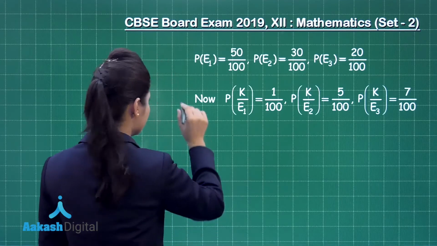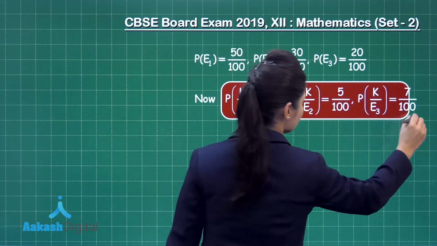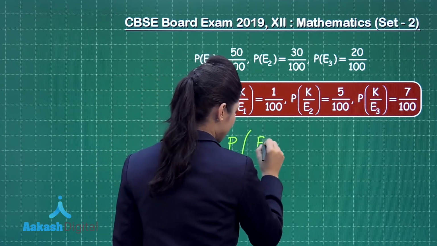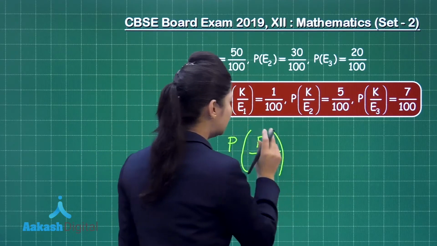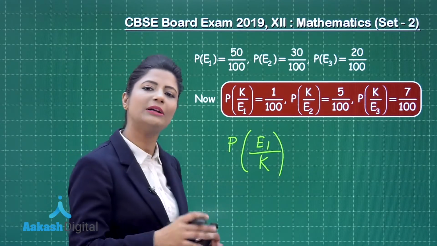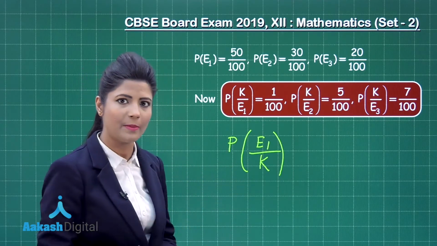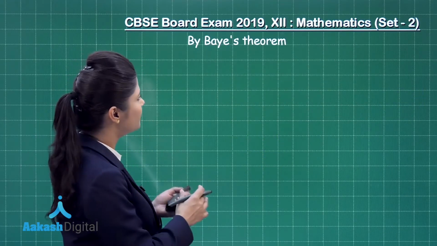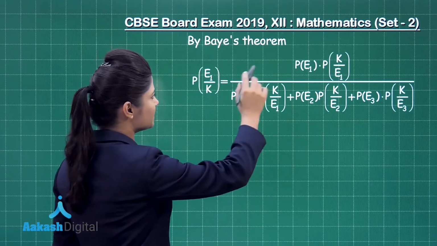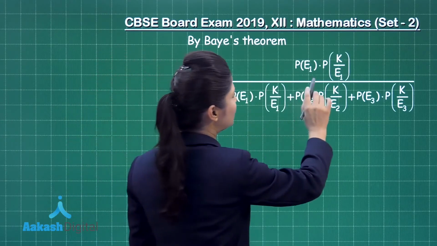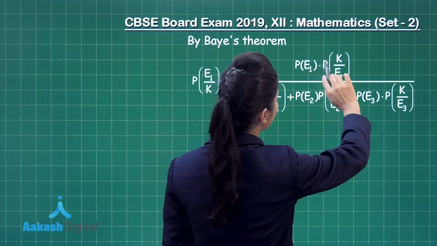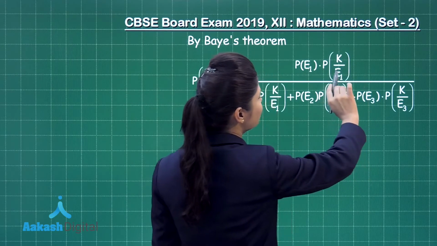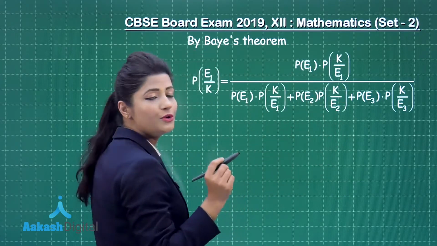So these are the conditional probabilities, but in this question you need to obtain the probability of E1 by K, the probability that operator A was chosen when you have already obtained a defective item out of the stockpile. So here we will be applying the Bayes theorem. So let's observe how the Bayes theorem is applied. On the basis of this, the probability of E1 by K will be equal to the probability of E1 into the probability of K by E1, the probability of getting a defective item when the item is already produced by A.